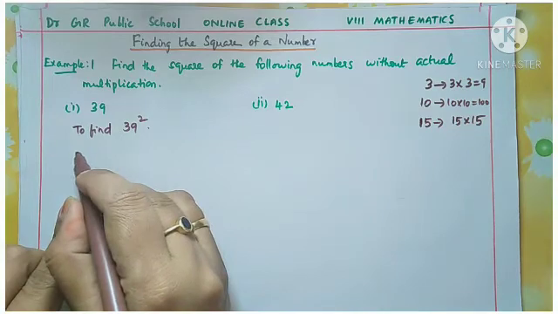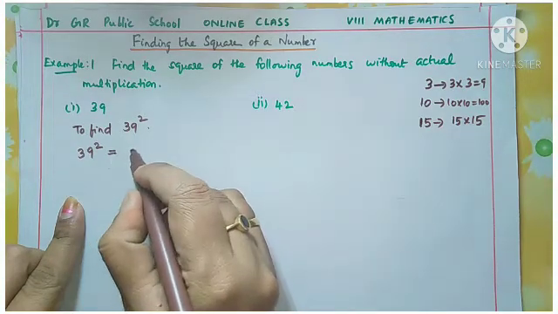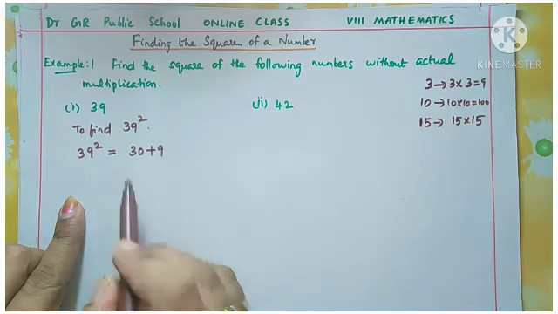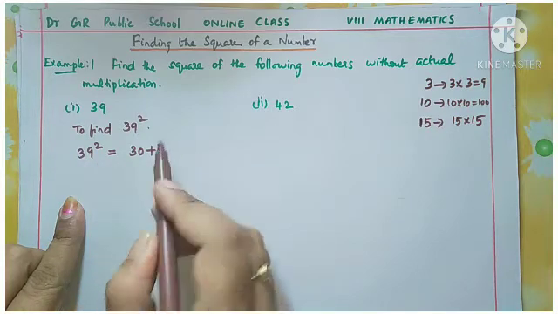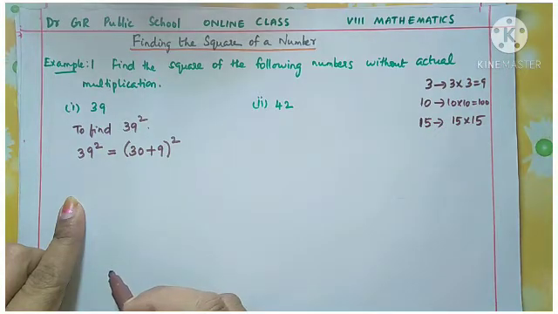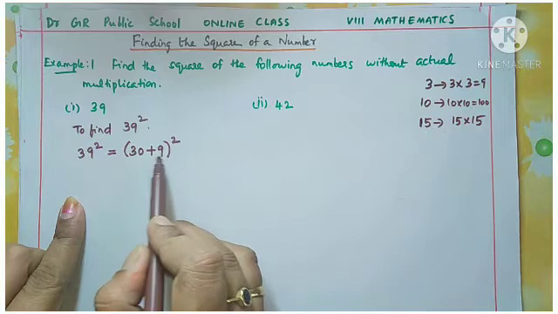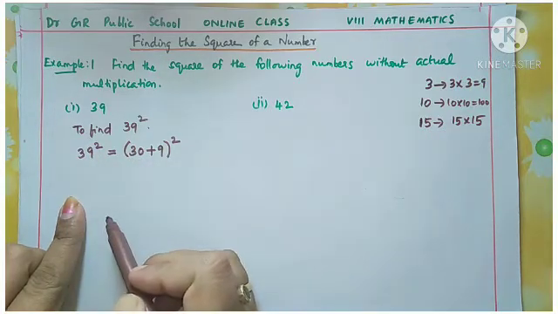Here what I am doing, this 39 square I will write as 39, you know it is 30 plus 9. Correct? So I split this number 39 as 30 plus 9 and then put this whole square. Understood? So 39 is split as 30 plus 9 and this square is put for the two terms.